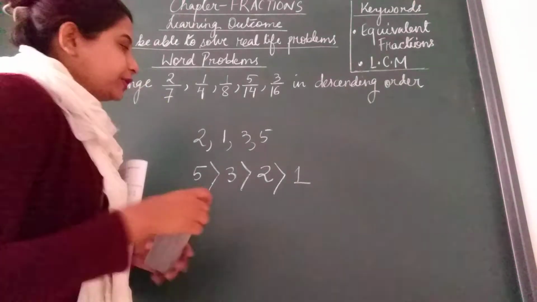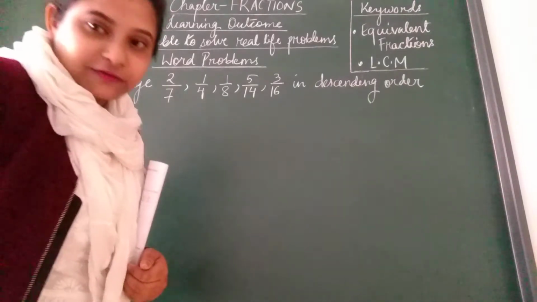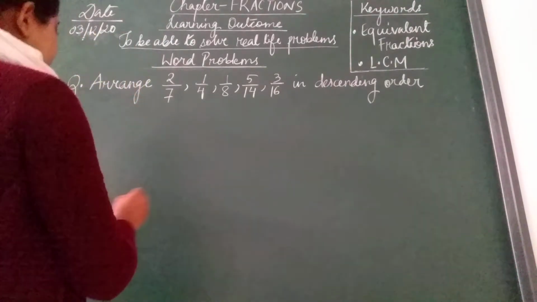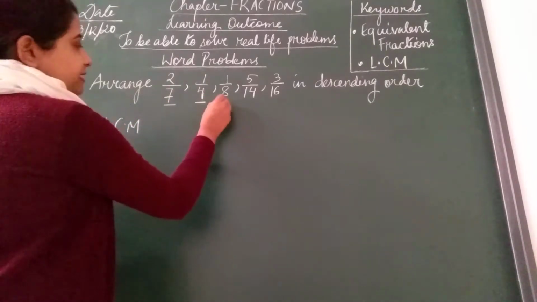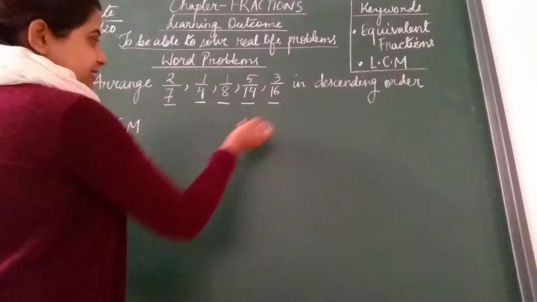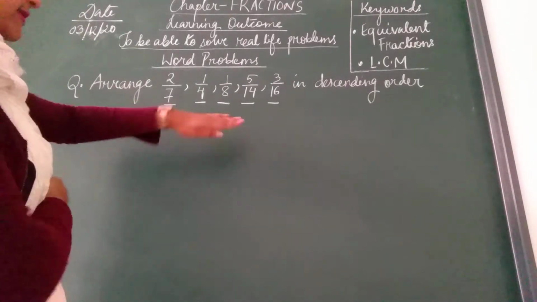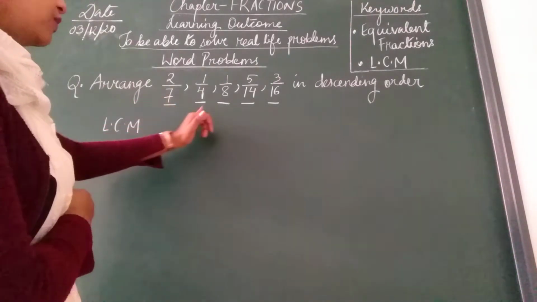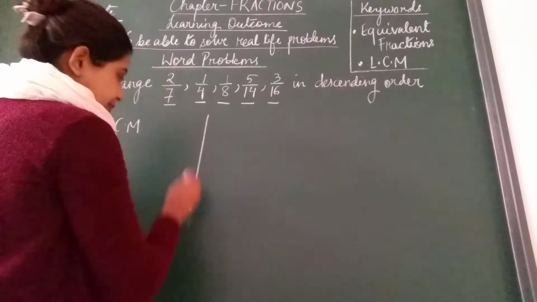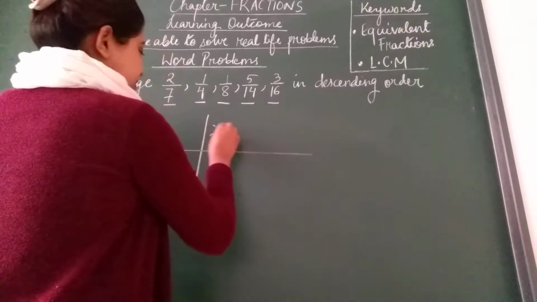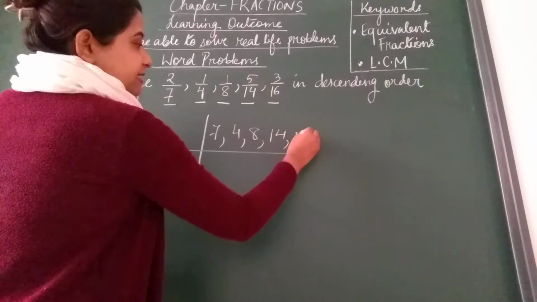This is what we are going to do now. The similar method as we did for ascending order: at first we are going to find the LCM of the denominators. These are the fractions given to us. The denominators are 7, 4, 8, 14 and 16. So we will find the LCM by prime factorization of 7, 4, 8, 14 and 16.